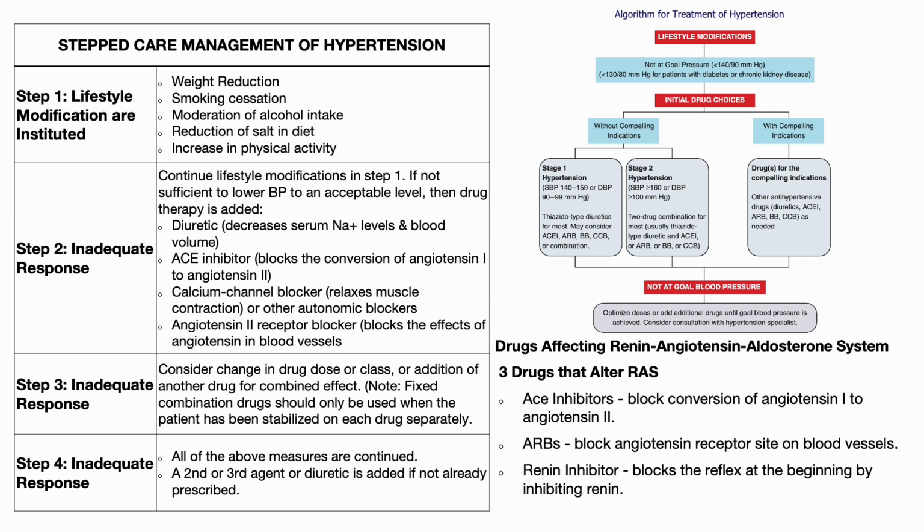So all of the above measures are continued, and then a second or third agent or diuretic is added if not already prescribed. As mentioned previously, the RAS or the renin-angiotensin system is one of the body's main reflexes for maintaining BP. So these 3 drugs affect these reflexes to lower the BP, which is the approach done in hypertension that has no known cause. So what are these 3 drugs? We have the ACE inhibitors, the ARBs or angiotensin II receptor blockers, and then the renin inhibitor.